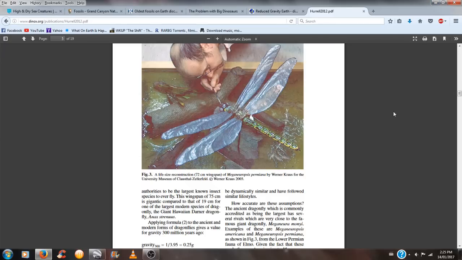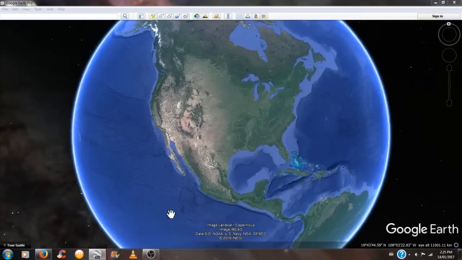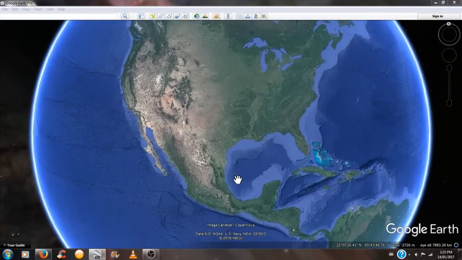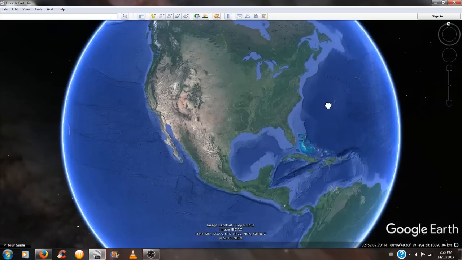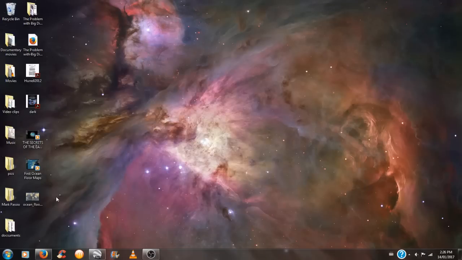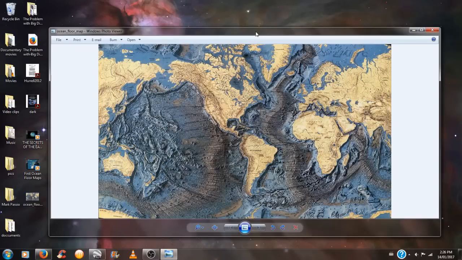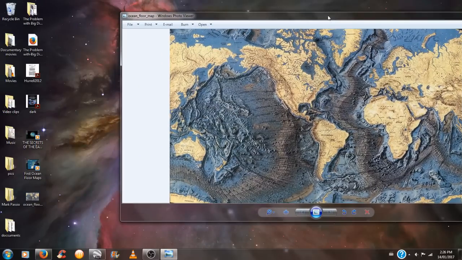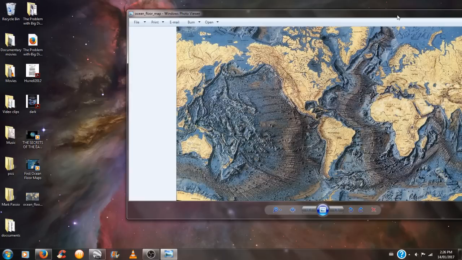So let's pull up here. Let's go to Google here. And I want to show you a few things. So first of all, what I want to do is bring that down. I want to pull this up. And this is an older image of the seafloor, the original ones that were done, I think in the 60s, probably earlier, but they're extremely accurate, right?